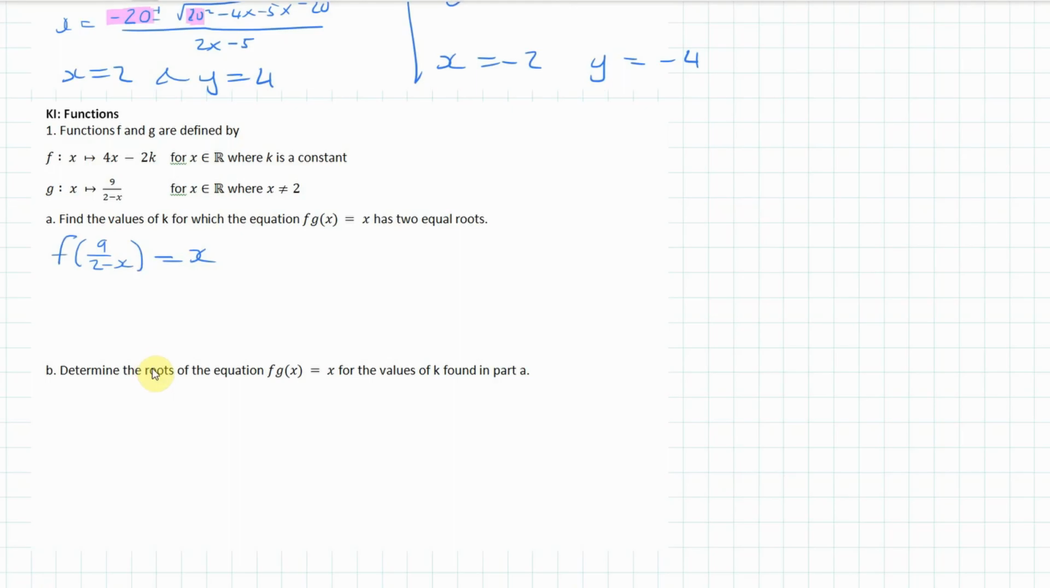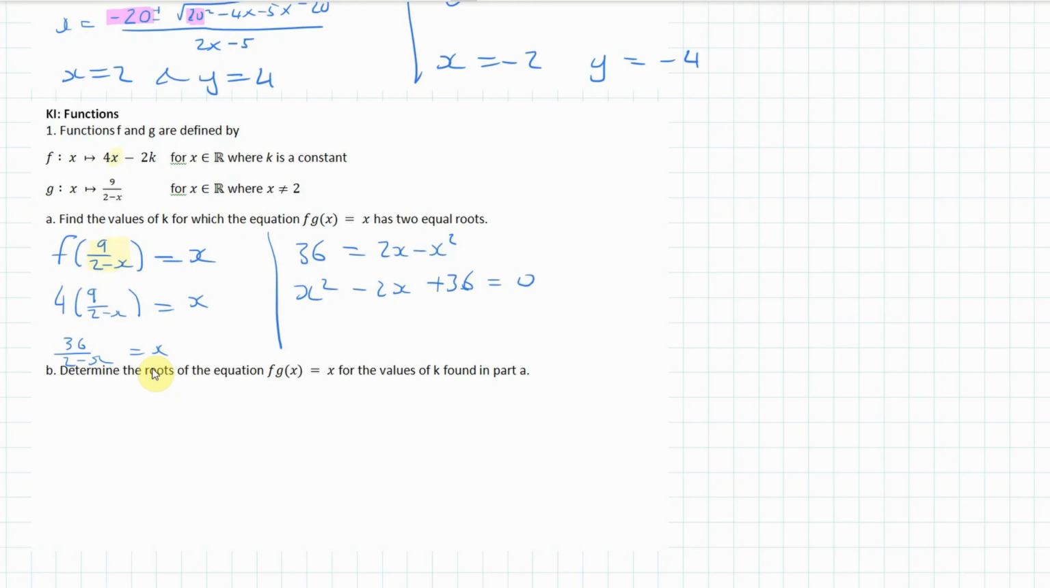Now, this value here has to become our x value in our f function. So the next line is going to be 4 into 9 over 2 minus x equals x. And then we can say, well, that's like 36 over 2 minus x equals x. And now we're going to bring the 2 minus x across the other side to get 2x minus x squared. Bring everything across to the left side to get x squared minus 2x plus 36 is equal to 0.